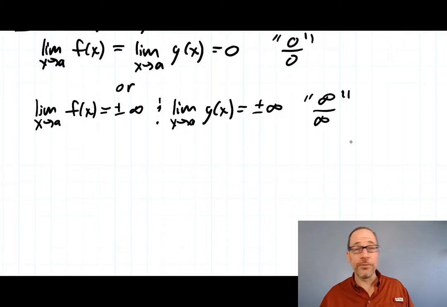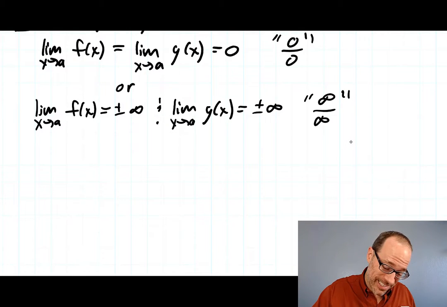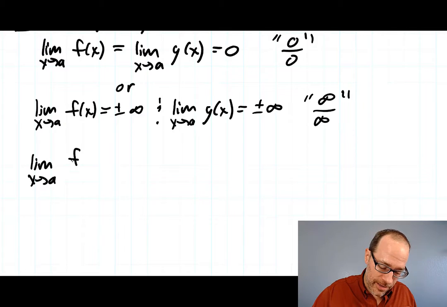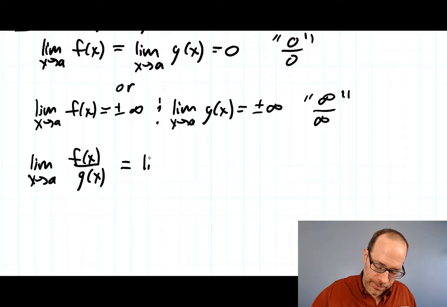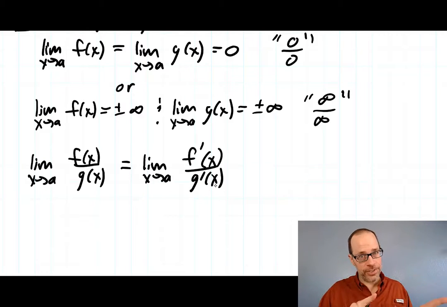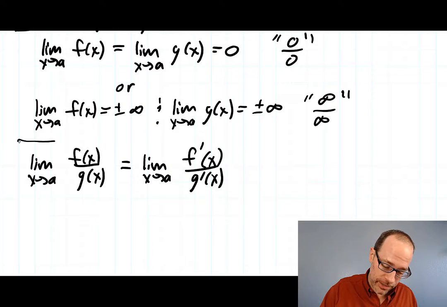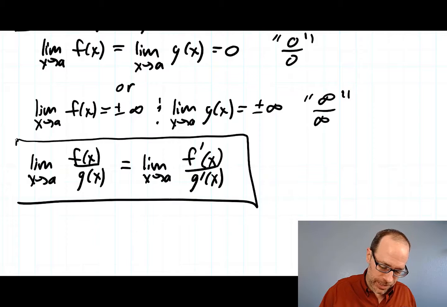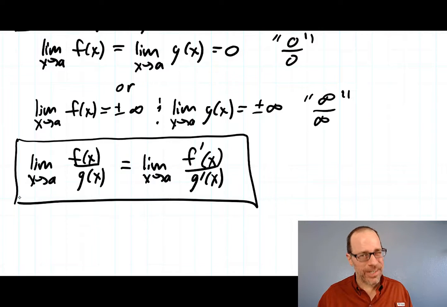Then, if the limit of the derivatives exists, you get the following. The limit as x goes to a of f of x all over g of x is the limit as x goes to a of f prime of x all over g prime of x. Again, only 0 over 0 or infinity over infinity is this legal. But that's L'Hopital's rule. We'll do some examples, actually a ton of examples, in the following videos.